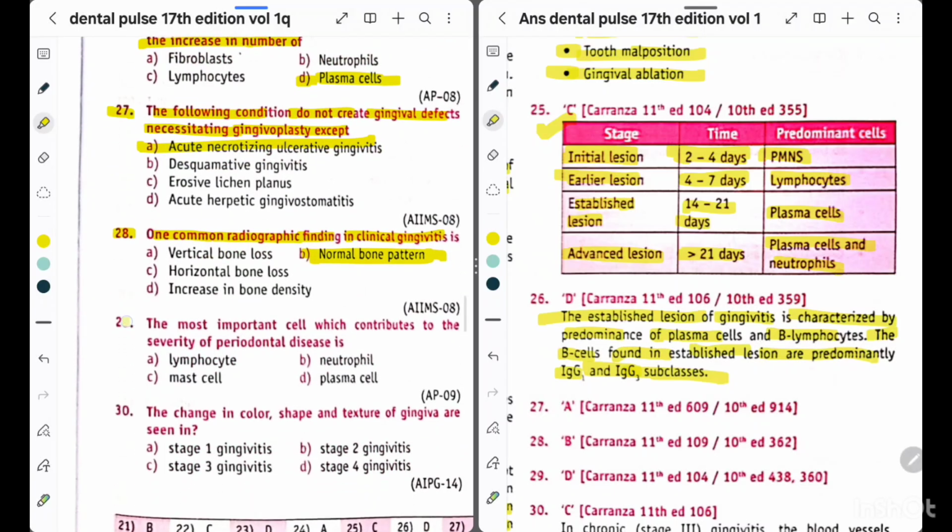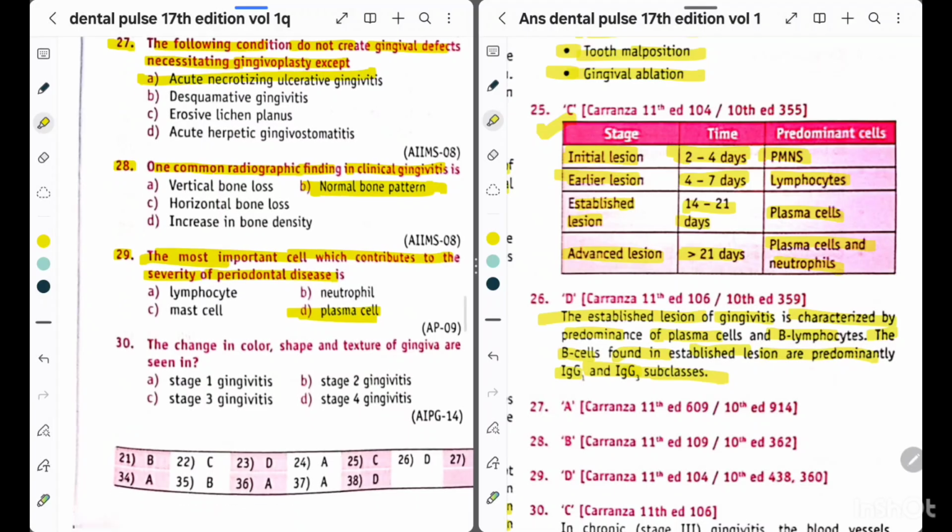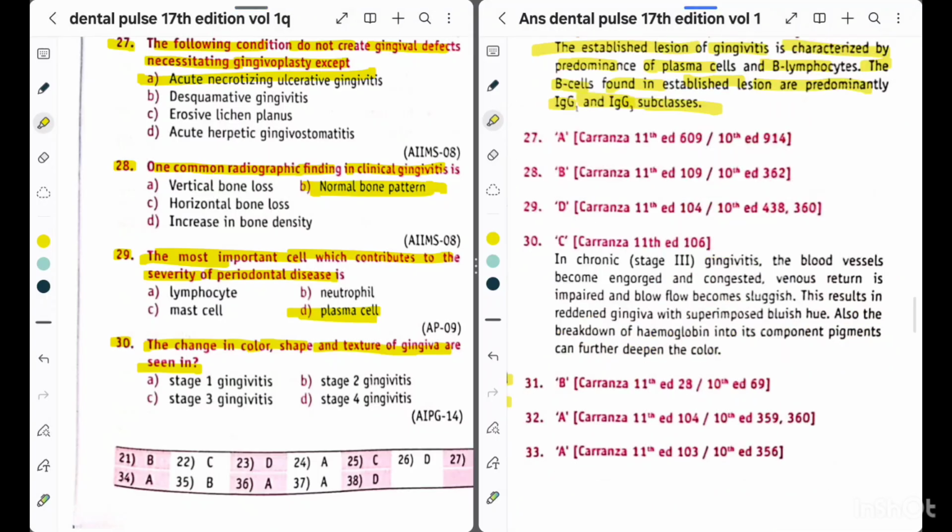Okay. Now question 29. The most important cell which contributes to the severity of periodontal disease is option A, lymphocyte, option B, neutrophil, option C, mast cell, option D, plasma cells. So the answer is option D, plasma cell. Now question 30. The change in color, shape and texture of gingiva are seen in option A, stage 1 gingivitis, option B, stage 2 gingivitis, option C, stage 3 gingivitis, or option D, stage 4 gingivitis. So the answer is option C, stage 3 gingivitis.